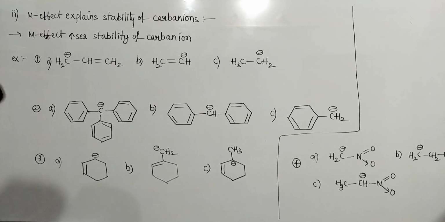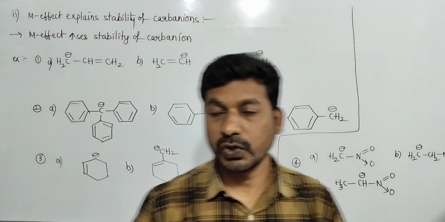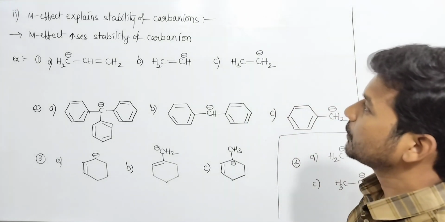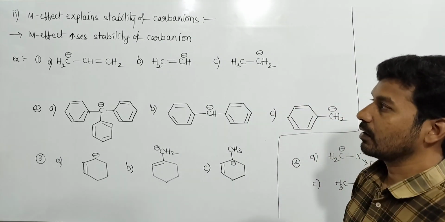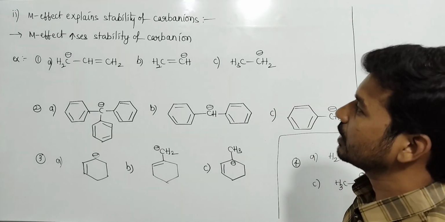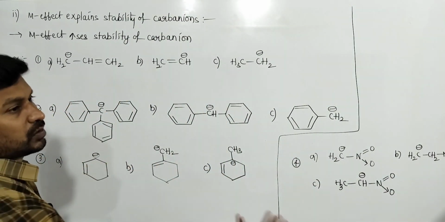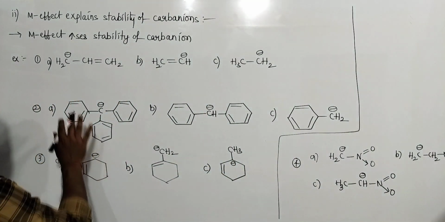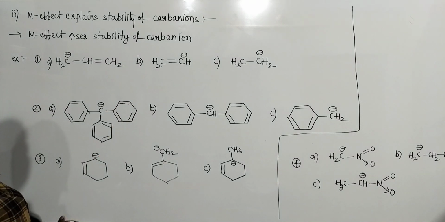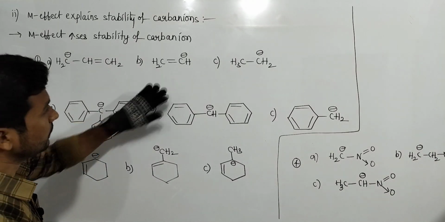Next, application 2. Mesomeric effect explains stability of carbanion. As mesomeric effect increases, stability of carbanion increases, similar to stability of carbocation. So compare the first example 3.